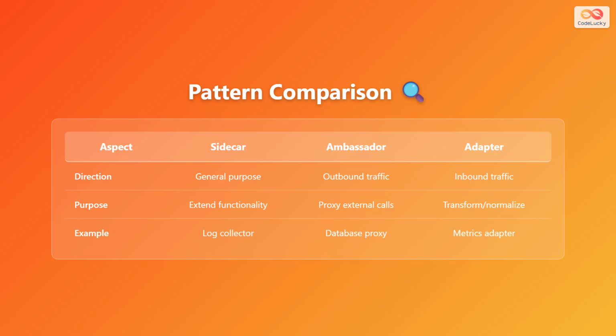It's important to understand how the ambassador pattern compares to related patterns. The sidecar pattern is the general-purpose parent pattern used to extend functionality in any way. The ambassador is a specialized sidecar focused specifically on outbound traffic and proxying external calls. A common example is a database proxy. The adapter pattern, another sidecar variant, focuses on inbound traffic and is used to transform or normalize data coming into your application. A typical example is a metrics adapter that converts your application's metrics format to what a monitoring system expects. Understanding these distinctions helps you choose the right pattern for your specific needs.